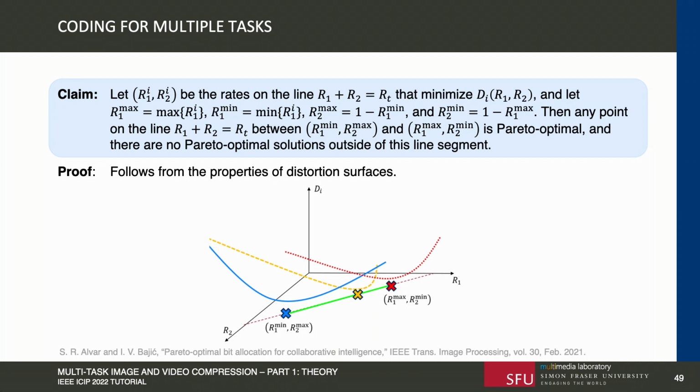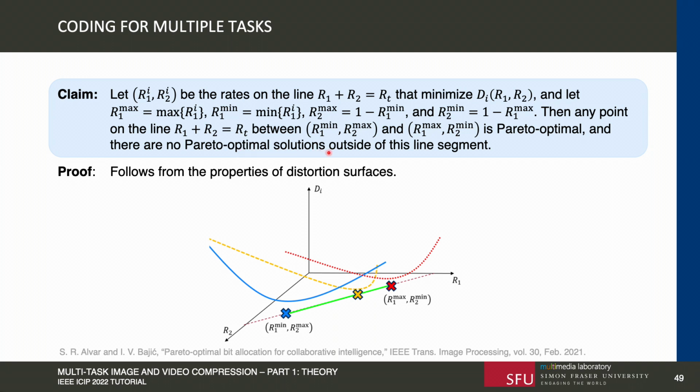And in this case, we can make and prove the following claim. If (R1^i, R2^i) is the solution to the bit allocation problem for the ith task, and if we look at the extremes of those bit allocation solutions across all the tasks, then we can show that any point on the rate constraint line, R1 plus R2 equals RT, between those extremes is a Pareto optimal solution, and there are no Pareto optimal solutions outside of that line segment.